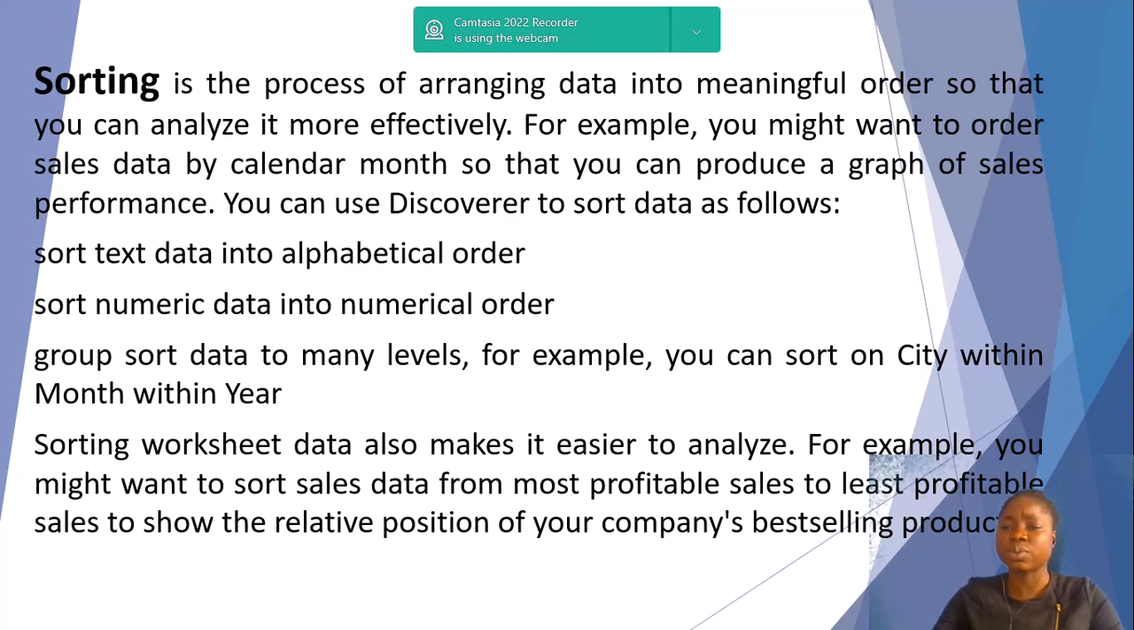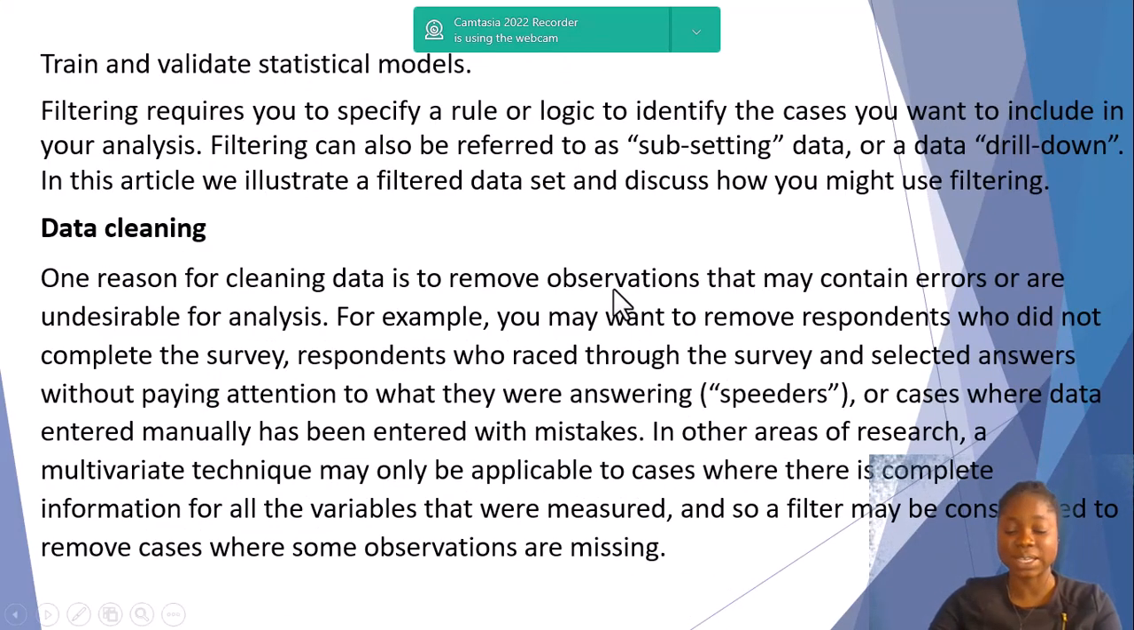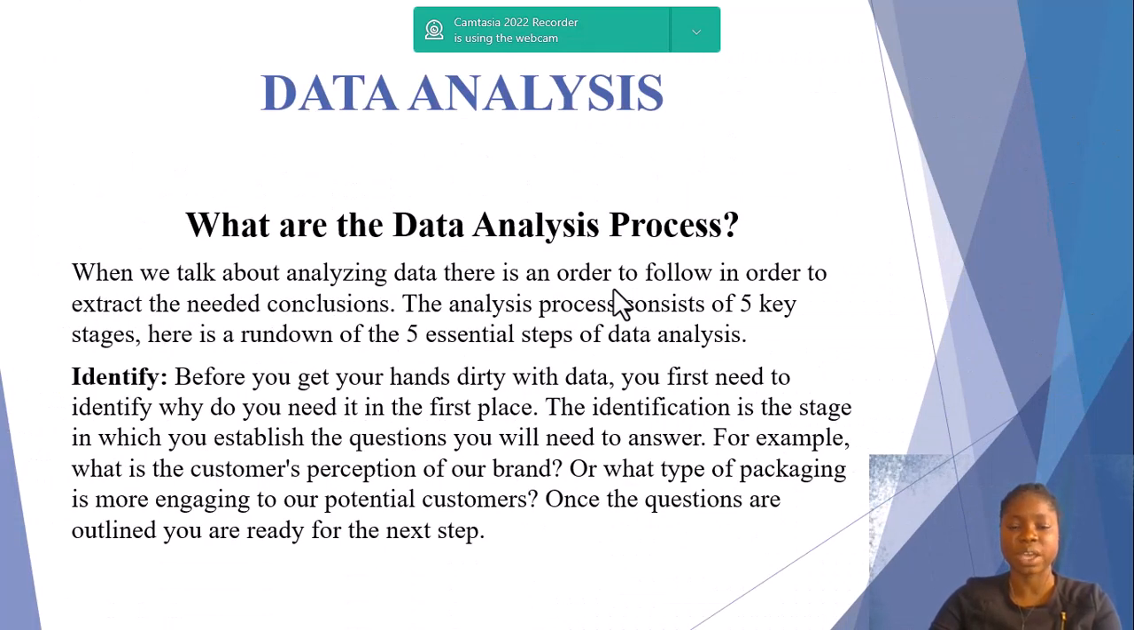Why are we inputting this information into the computer? It's to have immediate access to our information. So sorting: sort text data into alphabetical order, sort numeric data into numerical order, and group sort data to many levels. For example, you can sort on city within month, within year. So it takes you deep. You can even go down to the day in the month. So that is what sorting can do. It's very helpful, and it leads you straight to the point. It takes you straight to where you really want to get your information.